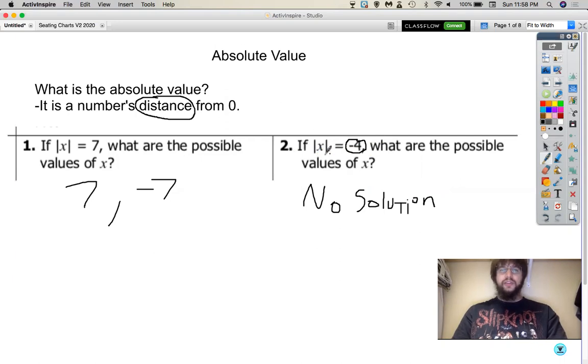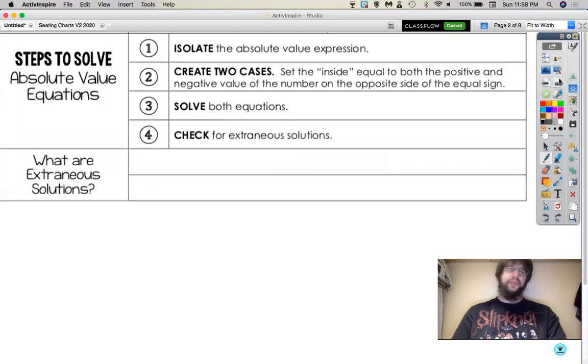But you have to make sure that your absolute value is isolated. So just like you would in any other equation, you have to isolate your variable. In this case, you have to isolate your whole absolute value first, and then see what happens. So the steps, again: step 1 is isolate. Get the absolute value by itself. And then you're going to create your two cases.